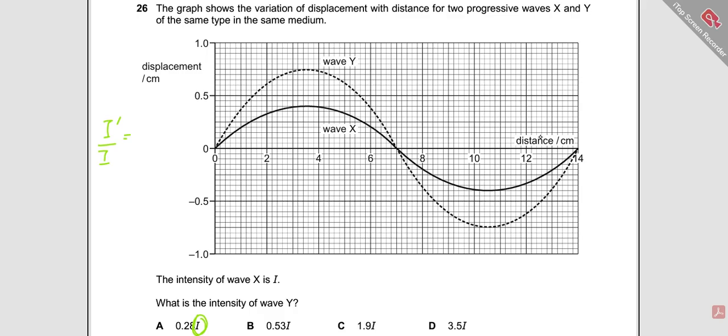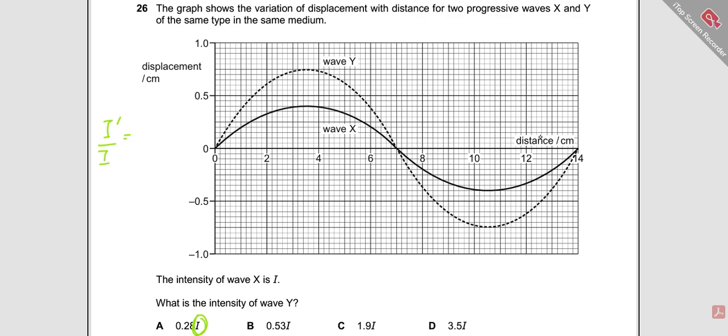Now the key concept here is we should know that intensity is related to the square of the amplitude as well as the square of the frequency. Since they did not give us any hint about the frequency, we will ignore the frequency. Okay, rather, the diagram here is telling us that the wavelength of both waves is the same, which means the frequency is also the same.